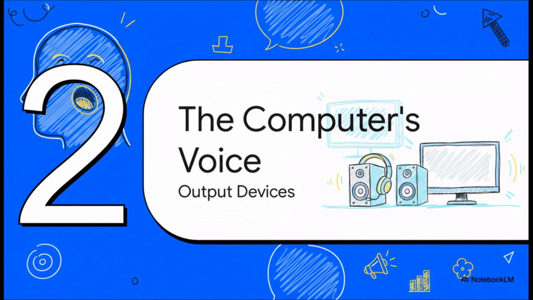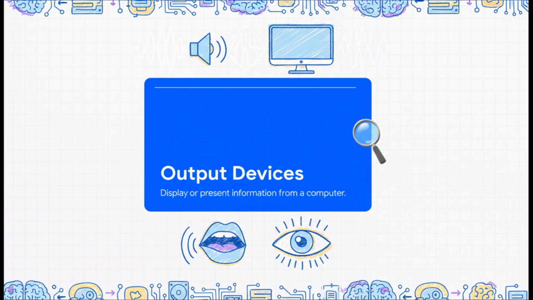Right. So after the computer has heard us through its senses, how does it talk back to us? Well, it needs a voice. So in the tech world, this is the job of output devices. Their entire purpose is to take all that processed data from inside the computer and present it to us in a way we can actually see or hear.